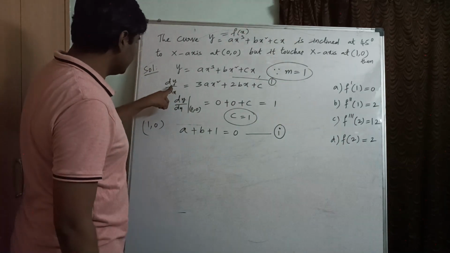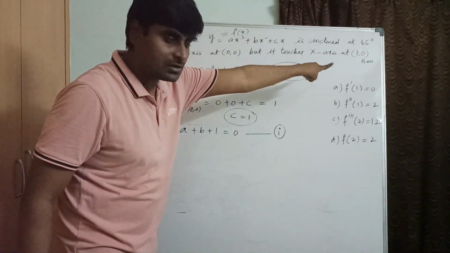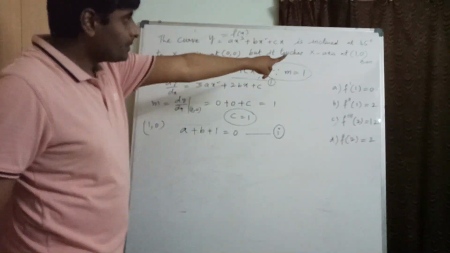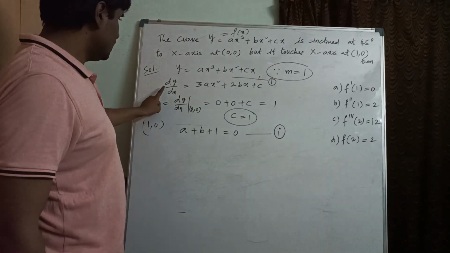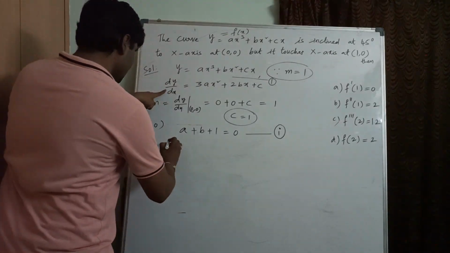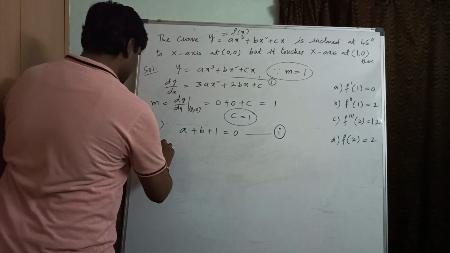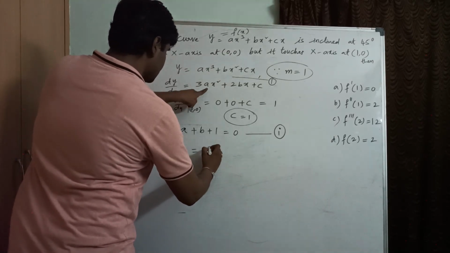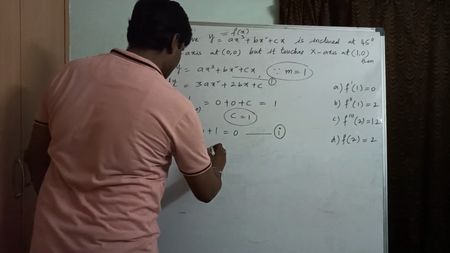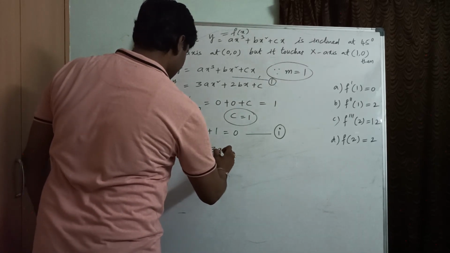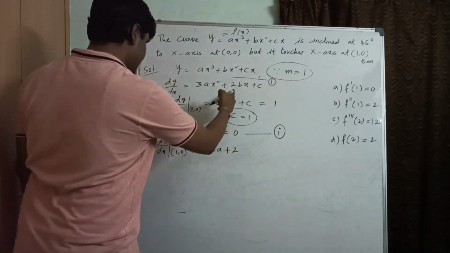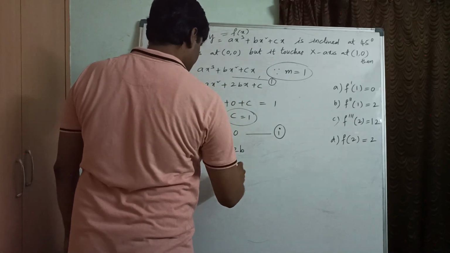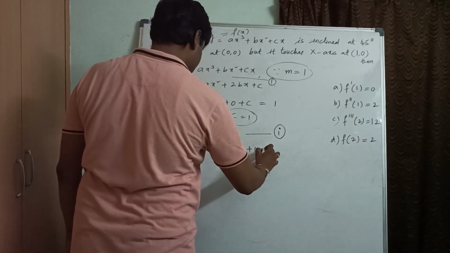And in this dy by dx we can substitute (1, 0) also. The curve is touching the x-axis at (1, 0), which means the tangent is touching. So let me substitute (1, 0) here. We get 3a into 1, plus 2b into 1, and the c value is 1 here. So 3a plus 2b plus 1 is equal to 0.